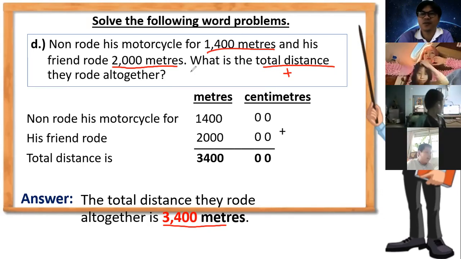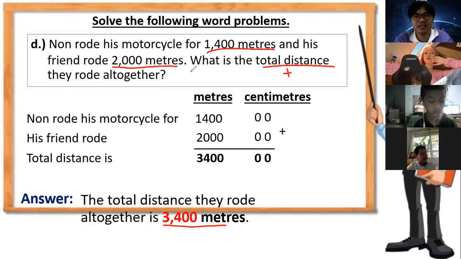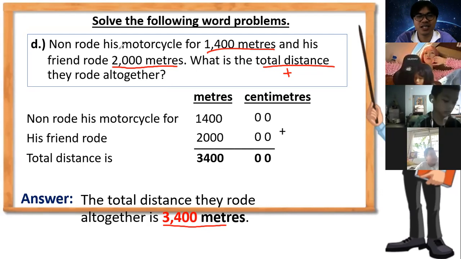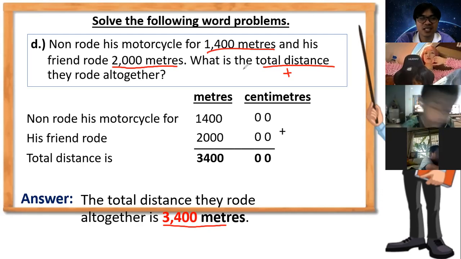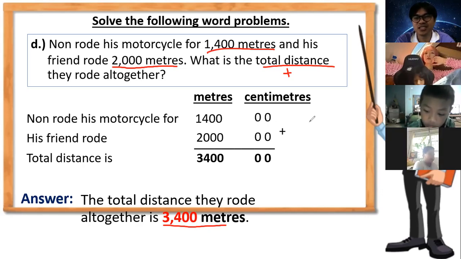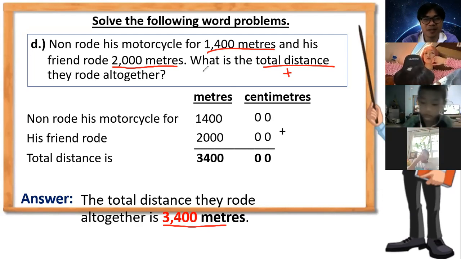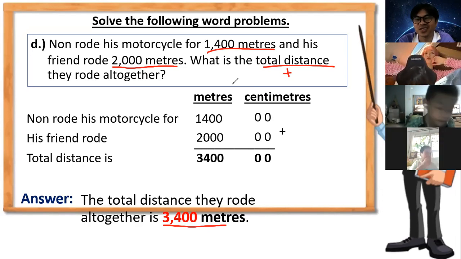So again, in solving word problems about length, you just need to read carefully, sentence by sentence, and analyze the problem. Then go to the question, what is being asked here, and then show your solution. If it is addition, you have to add; with subtraction, minus; with multiplication, times; and divide. Because if you don't understand the problem, you don't know what operation you're going to use. So that's why you need to understand and analyze the problem. So in this case, it's addition.